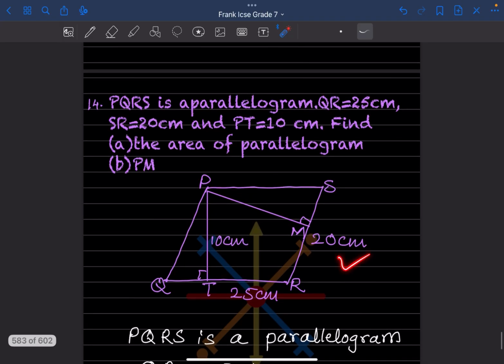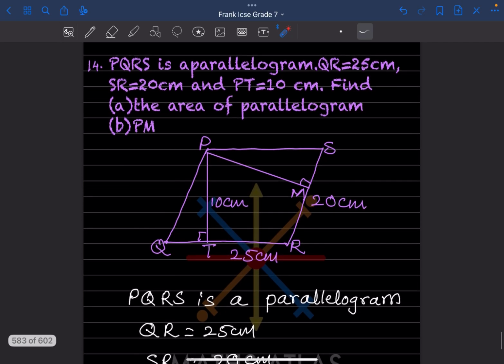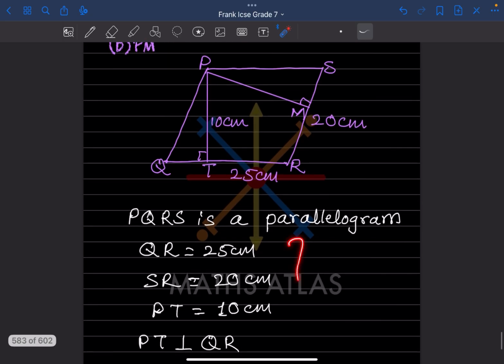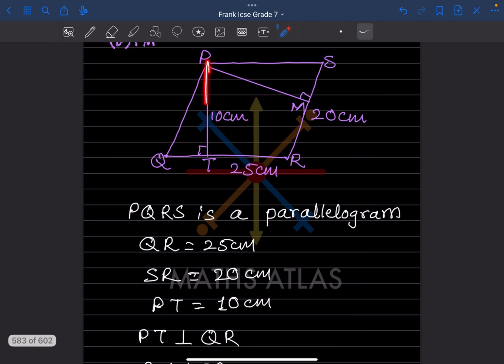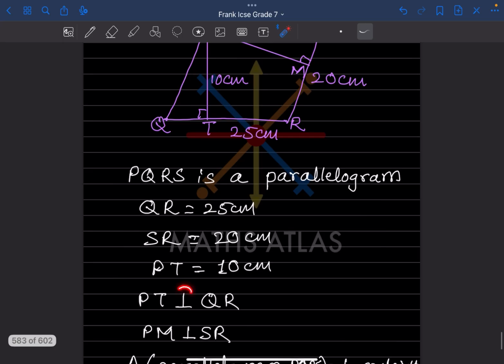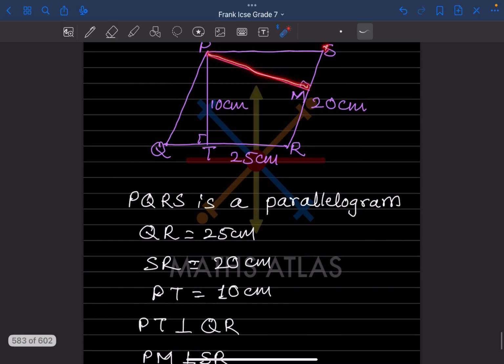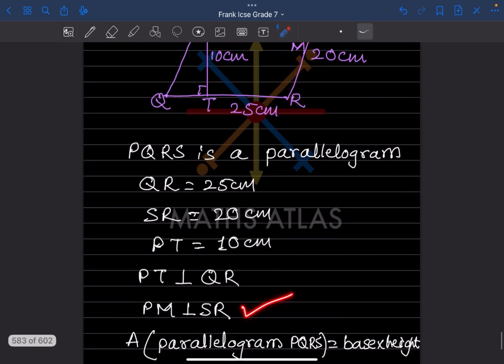So this figure is given. Now we will write the given things here: PQRS is a parallelogram, QR is this, and all the given things. Now you can see that this PT is perpendicular to this QR. You write the short form of perpendicular like this. So PT is perpendicular to QR. And here, this PM is perpendicular to this SR, so you can write here, PM is perpendicular to SR.